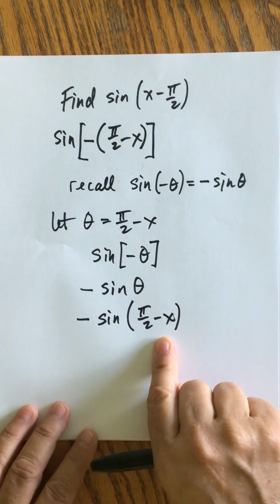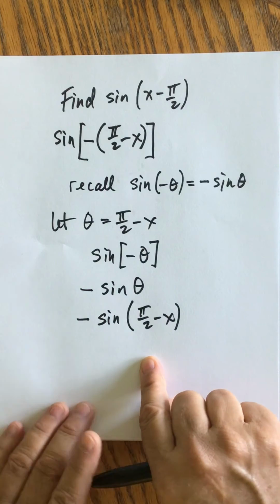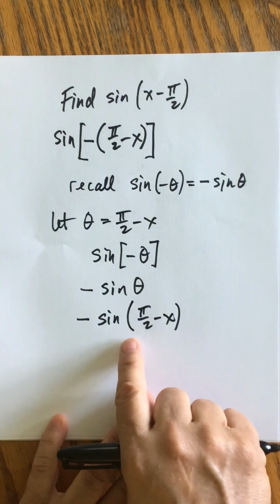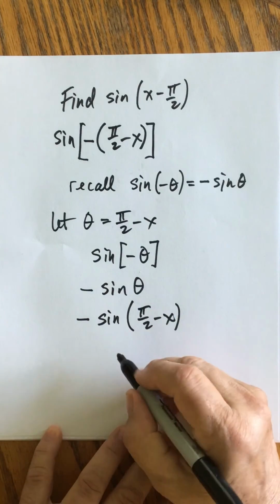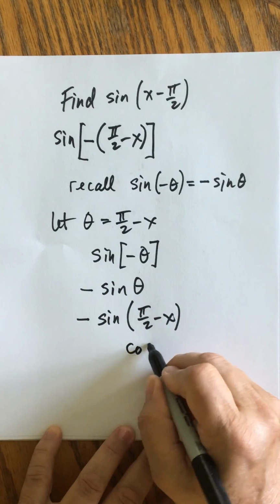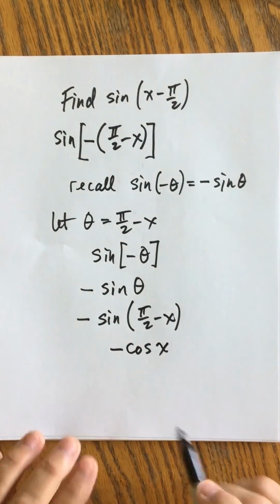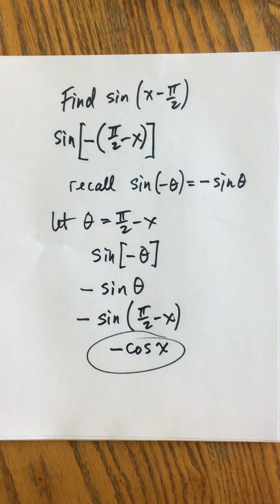Right? And so now you're finally able to apply the co-function and say, oh, but sine of pi over 2 minus x is the same thing as cosine of x, and then carry your negative sign. So your final answer is right here, negative cosine of x. All right? Thanks so much for listening.